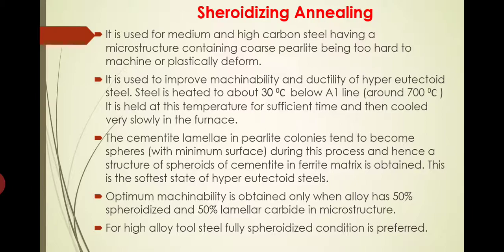If the structure is coarse perlite, it is much harder compared to the fine perlite, and the hardest one is of course martensite. It is used to improve machinability and ductility of hyper eutectoid steel. In the other case, recrystallization annealing is done for hypo eutectoid. Here spheroidizing annealing is done only for hyper eutectoid steel. Steel is heated to about 30 degrees Celsius below the A1 line, around 700 degrees Celsius. It is held at this temperature for a sufficient time, and then cooled very slowly in the furnace. Here for the cooling process we have chosen furnace cooling only. Okay, so that is the importance.